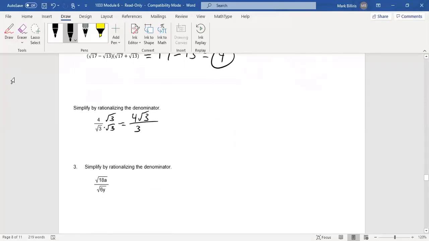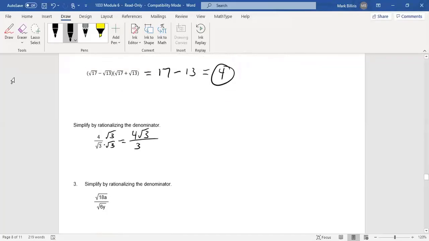My next example. Before I get into rationalizing, what I want to do is reduce. So I'm going to rewrite this: square root of 18a over the square root of 6y. Since they're both underneath the radical sign, I can reduce. So 6 goes into 6 one time and into 18 three times. So right now, in its simplified form, I have the square root of 3a over the square root of y.